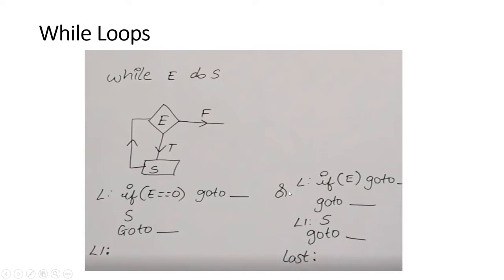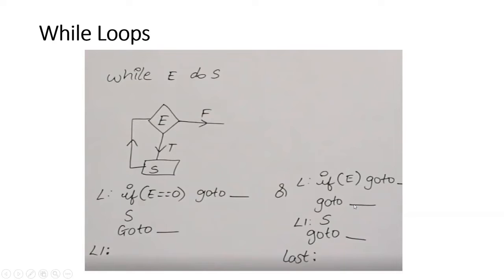Method number 2, we have designed a label L. If the condition is true, then go to where to perform the statement. Where is the statement written? At the label L1. So if the condition is true, go to L1, and then go to where to verify the condition again. So we'll write L here. So the complete statement: if the condition is true, go to L1 and then go to L again.